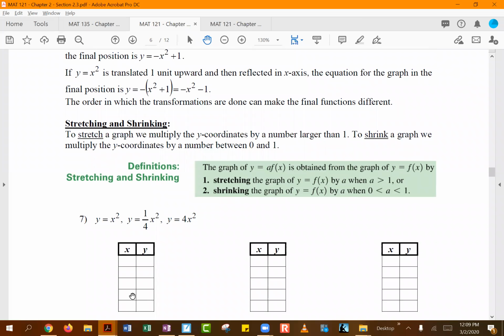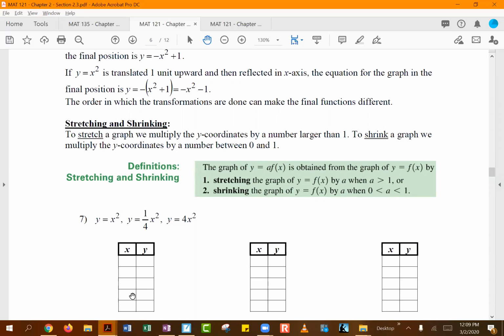Okay, so remember, for the stretch to happen, that a value in front of your graph has to be a number larger than 1. For the shrinking to happen, the a value has to be between 0 and 1. And if you slap a negative sign on that, that's when you get the reflection. Okay, so just stretching and shrinking itself does not have a negative sign. The negative only comes when you're doing a reflection.